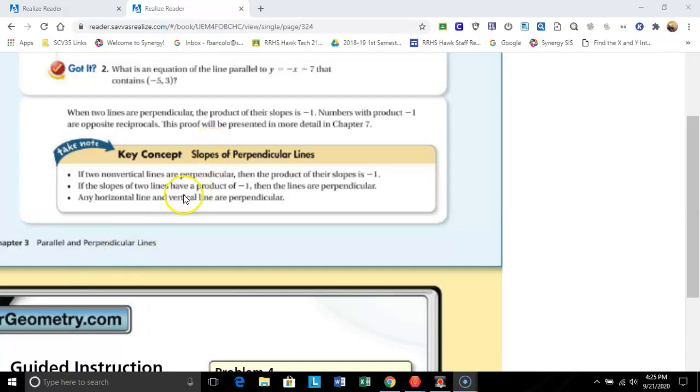So it says here, if two non-vertical lines are perpendicular, then the product of their slopes is -1. So again, when you multiply their slopes, it will give you a -1. Or if the slopes of two lines have a product of -1, so vice versa, that will tell you then the lines are perpendicular. So that's how it goes.